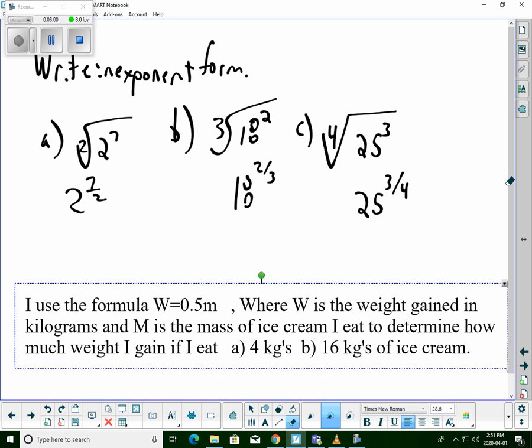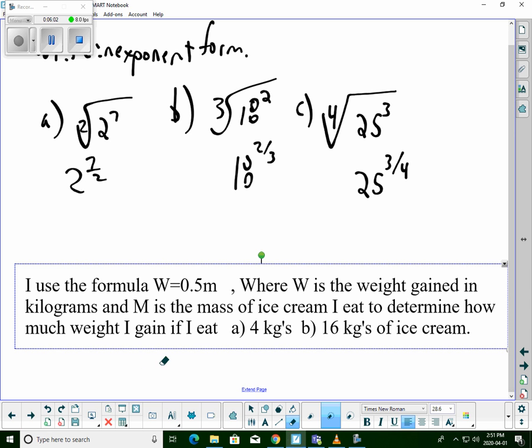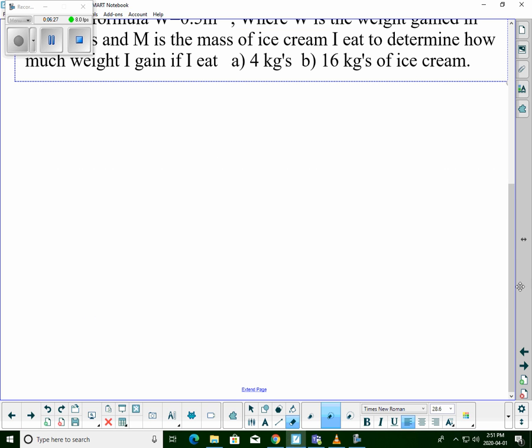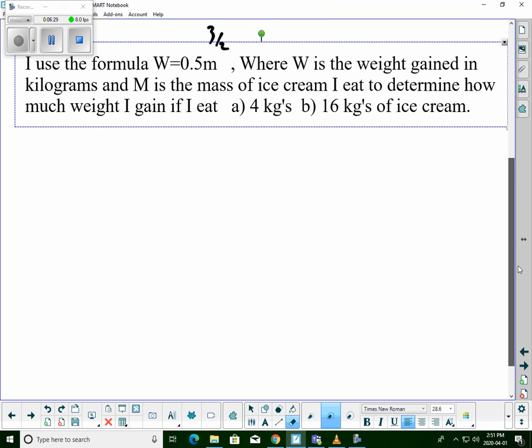Word problem here. I use the formula w equals 0.5 m to the... oops, I forgot to type in the exponent, m to the 3/2, where w is the weight gained in kilograms and m is the mass of ice cream I eat. Determine how much weight I gain if I eat A, 4 kilograms and B, 16 kilograms of ice cream. I thought I would write a question that was my life. So here, let me scroll that back down.